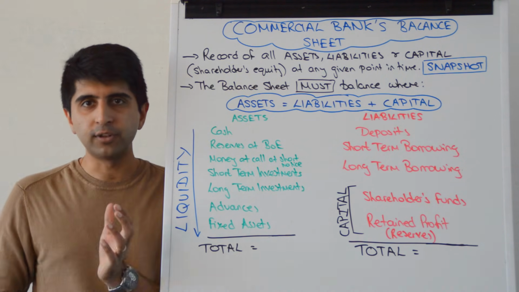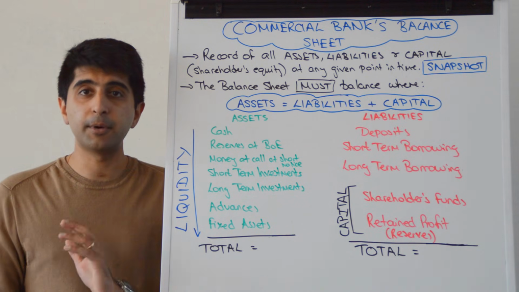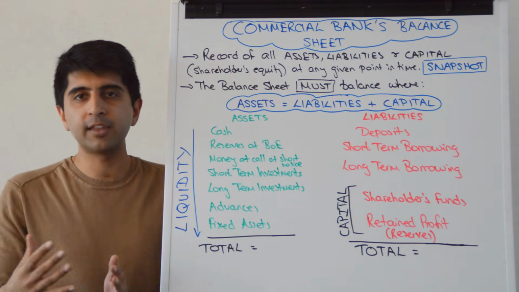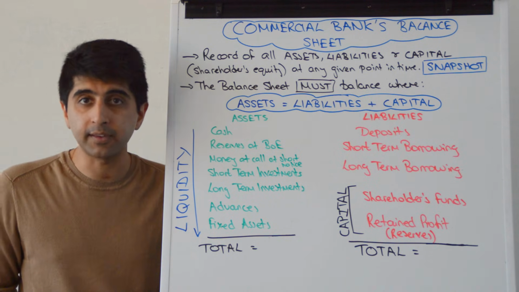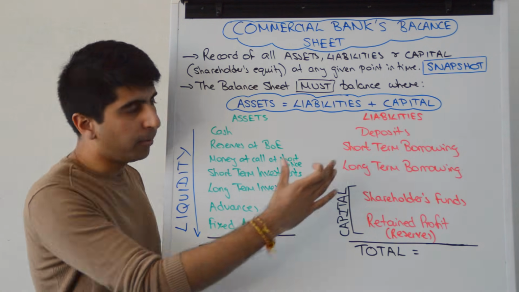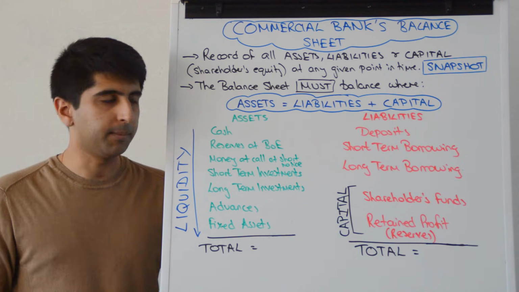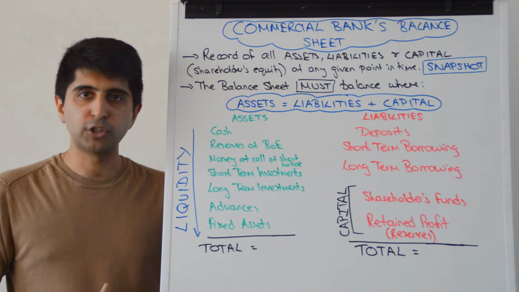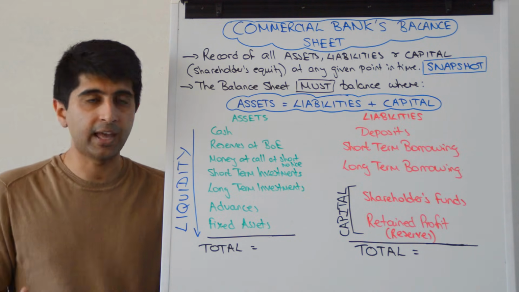We've got cash, the most liquid asset, notes and coins that the commercial bank will have. Reserves at the Bank of England. Remember from my previous videos I said how all commercial banks in the UK, for example, will have a bank account at the Bank of England, whereby when deposits are put into the commercial bank, a fraction of those will be kept at the Bank of England in the commercial bank's bank account and earning interest there.